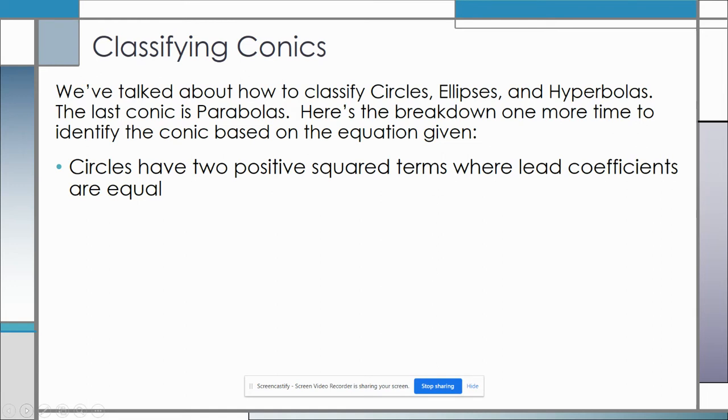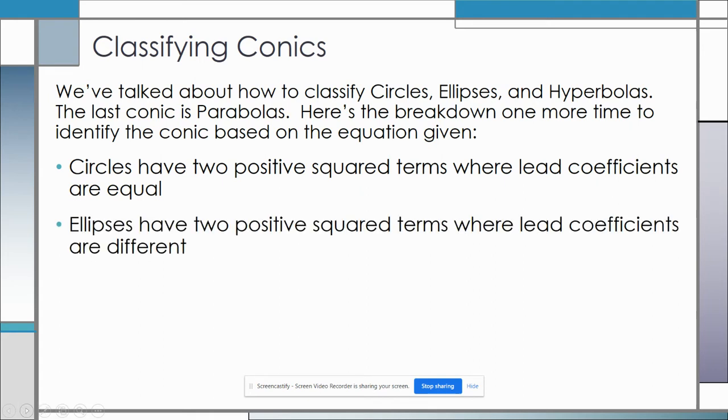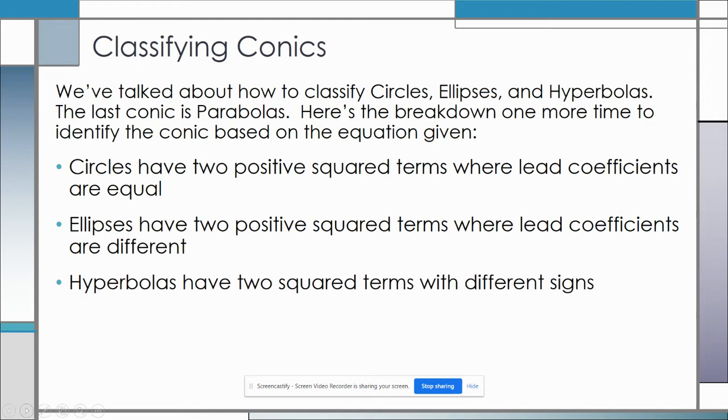Remember, when you are given two positive squared terms where the lead coefficients, or the two numbers in front of those squared terms, are the same, then you have a circle. You have an ellipse if you once again have two positive squared terms, but the numbers that are in front of those two squared terms are different numbers. You have a hyperbola when you have two squared terms, however, one of them is positive and one of them is negative. And now finally, we know that we have parabolas if there's only one squared term in the entire equation.